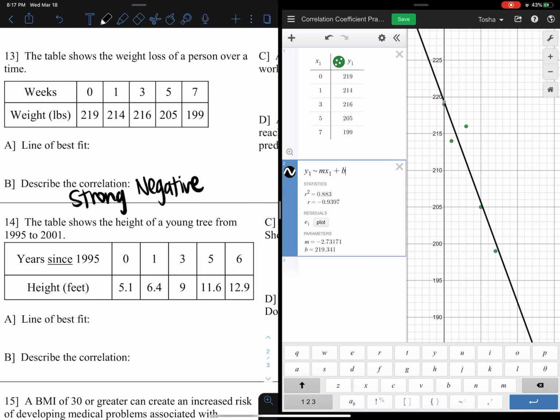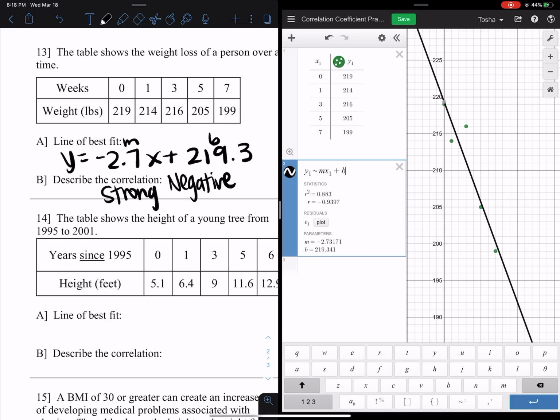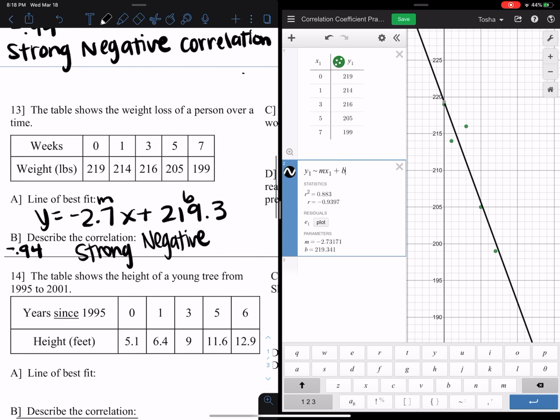So the line of best fit here we know is y equals negative 2.7x plus 219.3. Because this is our m and this is our b. And we already said that it would be a strong negative correlation. Now we can look at the correlation coefficient and see if that makes sense. It would be negative 0.94, which is the same as what we had for our other one, which we said was a strong negative correlation.